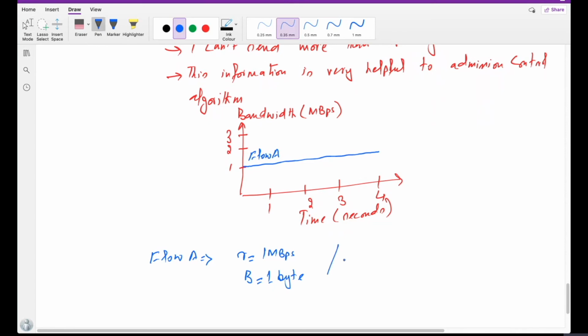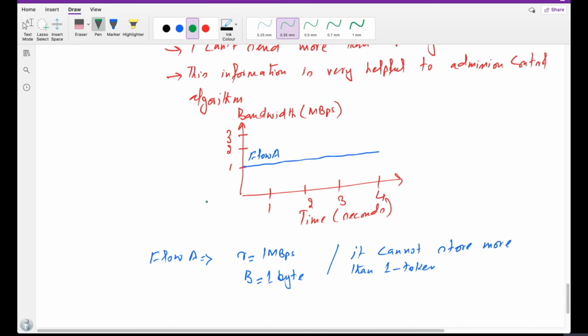So this means it cannot store more than 1 token. That's why it sends all the tokens or bytes immediately, and the sending rate is 1 megabyte per second during this time interval. But let's talk about the other flow.